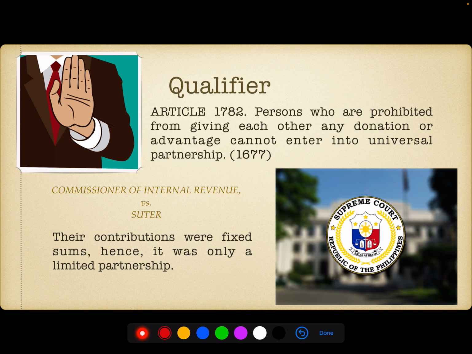If this case were a universal partnership of all present property or all profits, the ruling of the Supreme Court would have been different. The Supreme Court would have sided with the commissioner and would have said that William Suter and Julia Spirig's marriage would have effectively dissolved the partnership because under Article 1782, they cannot enter into a universal partnership.